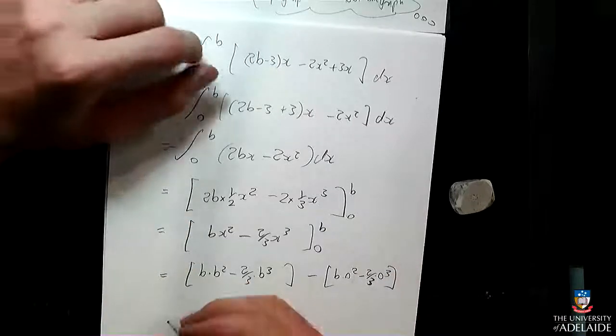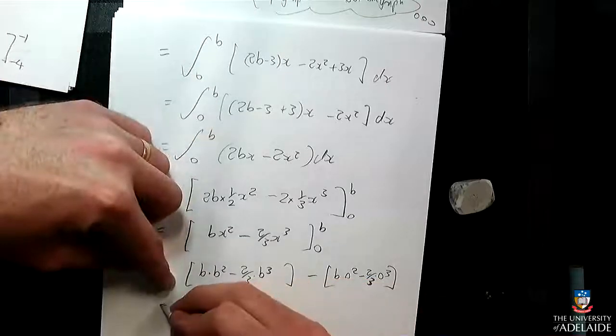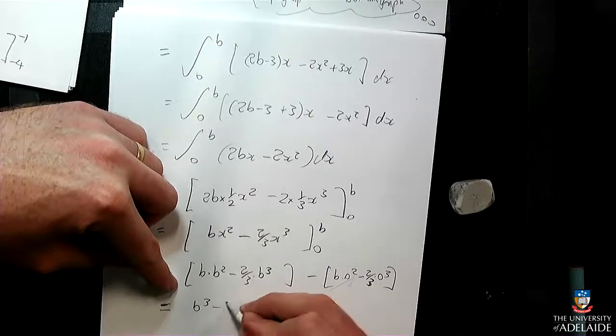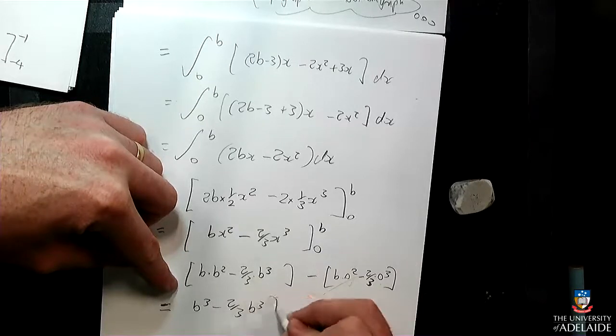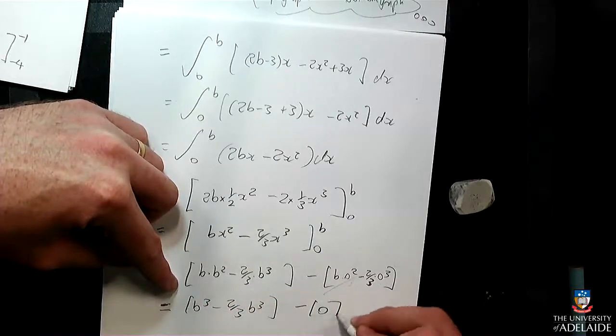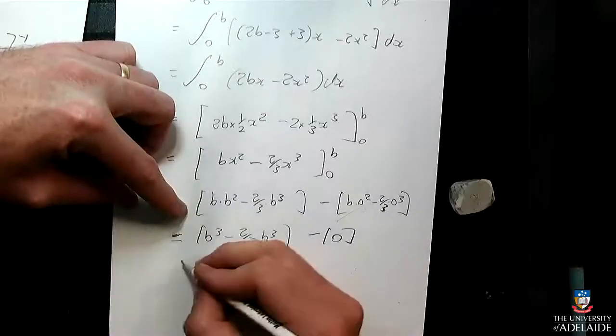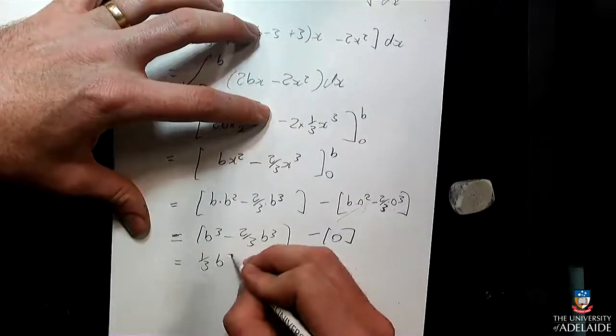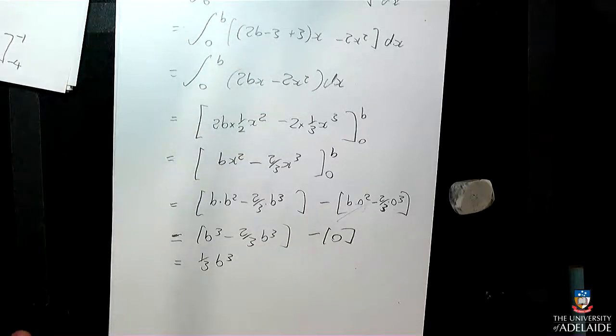Beautiful. And so these are both 0, that's nice. So I've got b cubed minus 2/3 of b cubed, just to be clear, minus 0. And b cubed minus 2/3 of b cubed is 1/3 of b cubed. So that's what the area between the secant and the curve is.